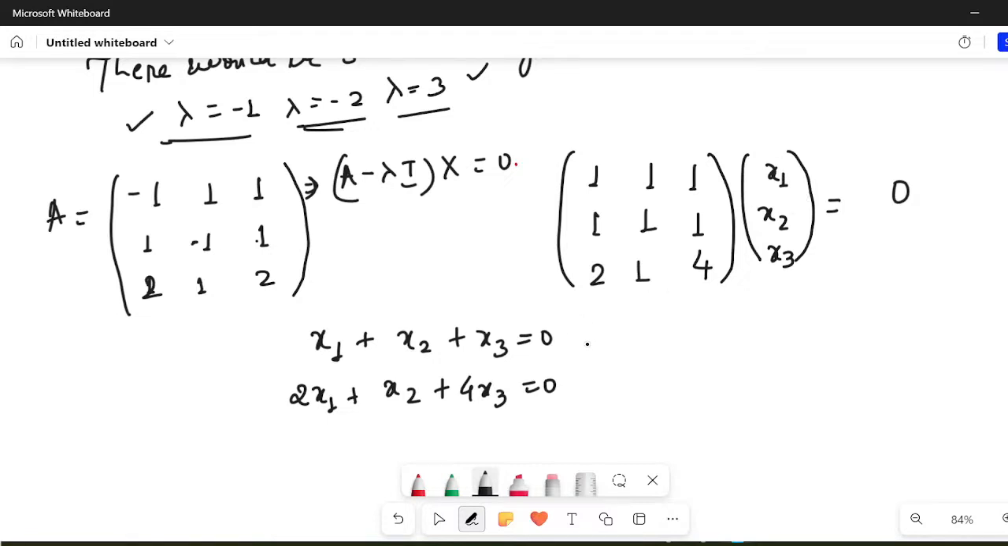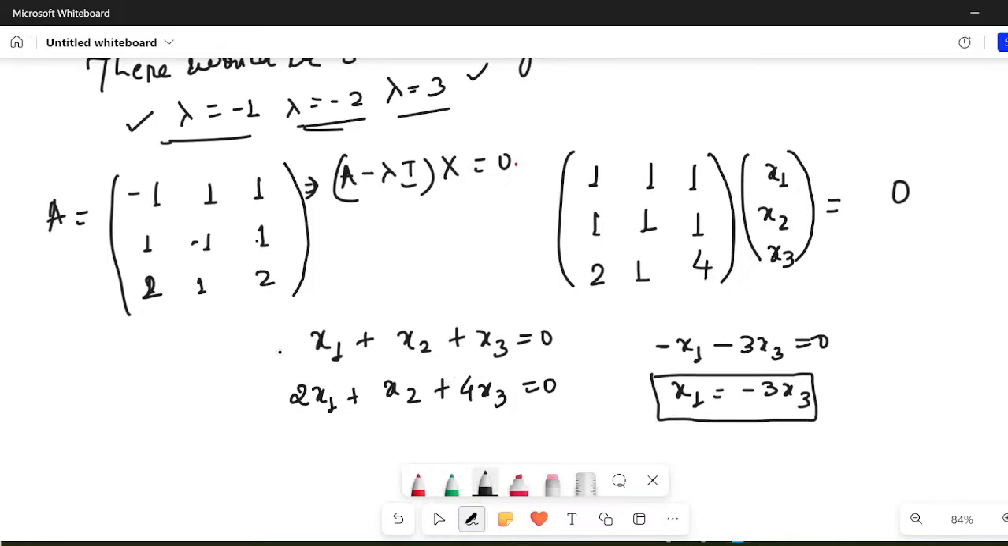So from here, what I can do is subtract. If I subtract them, I'll get rid of x1 at least. So if I subtract, I will get minus x1 minus 3x3 equal to 0, or in other words, I can say x1 is equal to minus 3x3. This is 1.